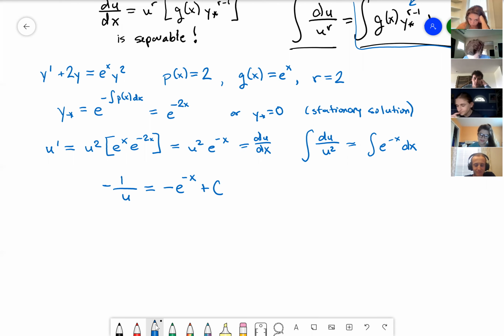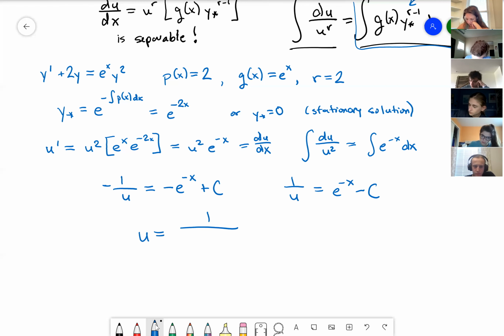Now, okay, so I'll multiply both sides by -1. Just get 1 over u is equal to e to the minus x minus c. Take the reciprocal of both sides, I get u is 1 over e to the minus x minus c. And of course, c is just an arbitrary constant. And so we can just rewrite this as plus c instead of minus c, just for the sake of our sanity. So e to the minus x plus c, and that's u.